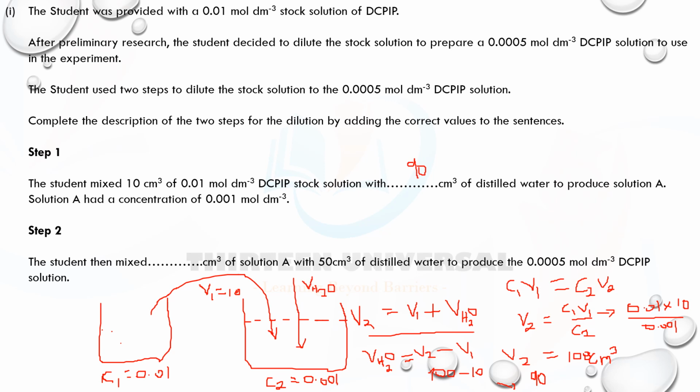Okay, we are done with that. So let's go to step two. Step two says the student then mixed a volume of solution A with 50 cm cube of distilled water to produce this. So now we have produced solution A. I want to use solution A to produce another solution. And this is going to be the concentration of that solution.